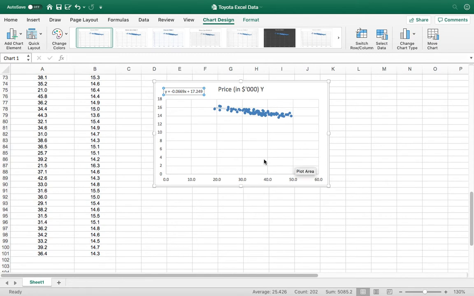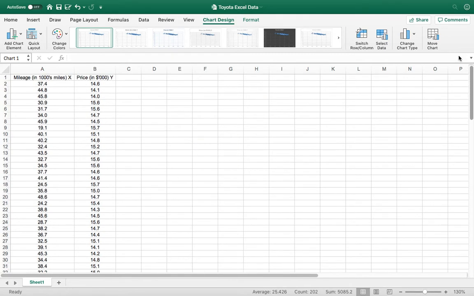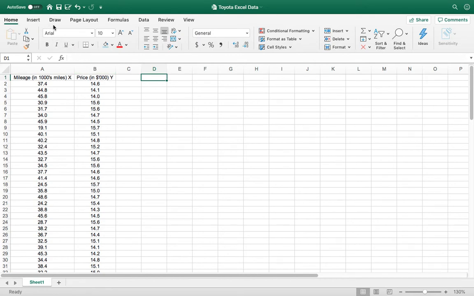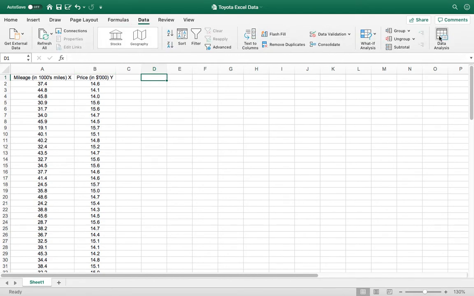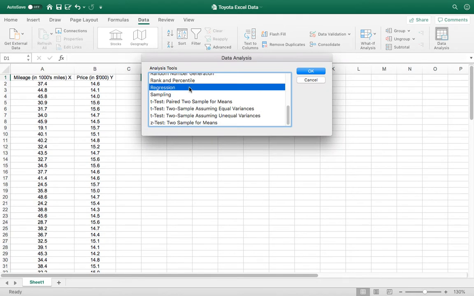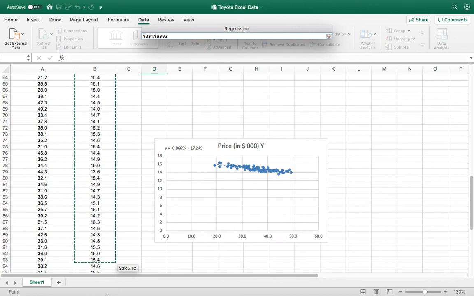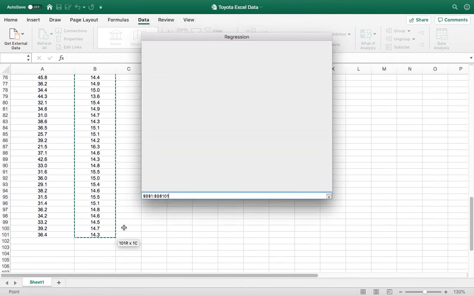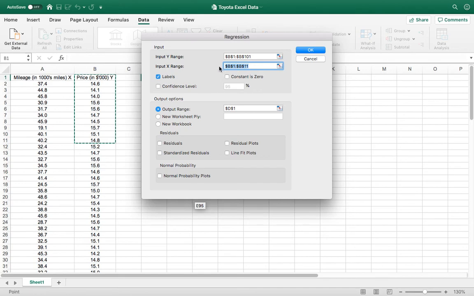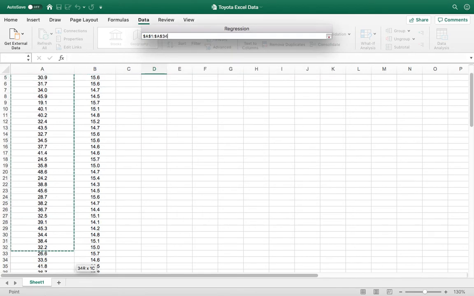It's not the way we're going to actually do it, but it's going to be 17.249 minus 0.0669x, where we know what x and y are. X was the mileage and y is the price of the car. So now we're going to hit data analysis. We're trying to get the regression equation. Scroll to regression, press OK, and we're going to input our data. Our y range first, this is our y range, and our x range is going to be this one here.